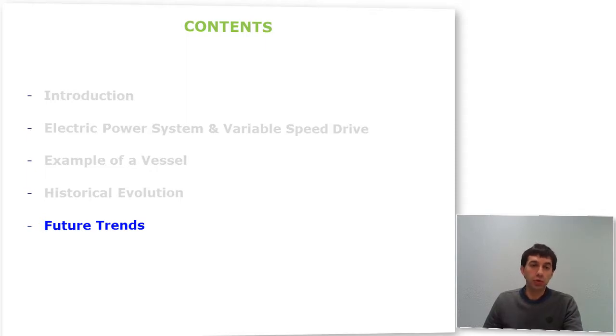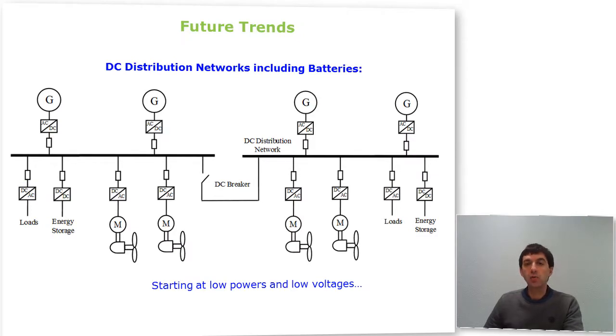Okay, so let's continue with a short view of the future trends. And here I would like to just remark one tendency. There are many tendencies, but just one: the DC distribution networks, including batteries. If in the past the distribution networks of the vessel were in AC, nowadays a clear tendency to produce DC distribution networks has arisen.